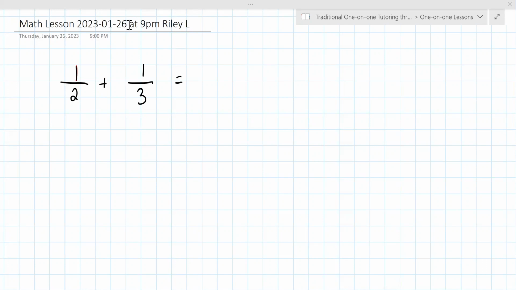Don't you have to change one of the numbers? Both in this case, both bottoms you have to change because they've got to be the same. Yes, the new bottoms here will be 6. One way you can get that is by multiplying the two bottoms together, because 6 is the first thing they both go into. It's called the least common multiple, the lowest thing they both divide into evenly.